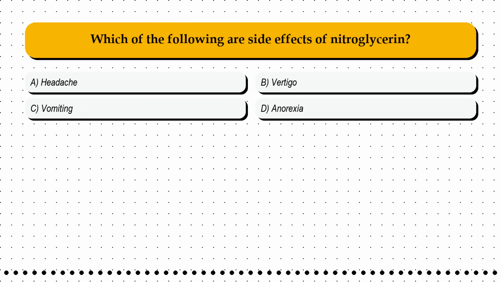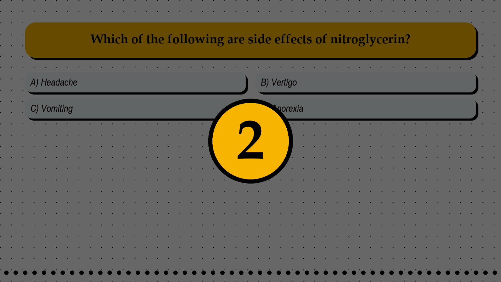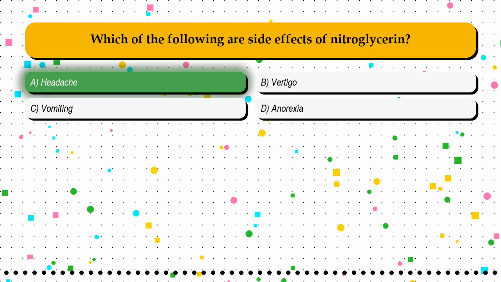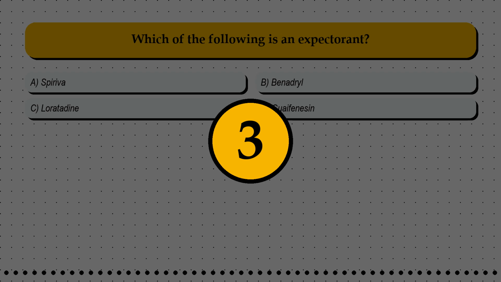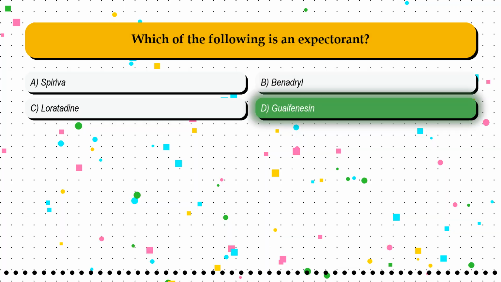Question 258. Which of the following are side effects of nitroglycerin? Option A, headache. Option B, vertigo. Option C, vomiting. Option D, anorexia. The correct answer is option A, headache. Question 259. Which of the following is an expectorant? Option A, Spiriva. Option B, Benadryl. Option C, loratadine. Option D, guaifenesin. The correct answer is option D, guaifenesin.